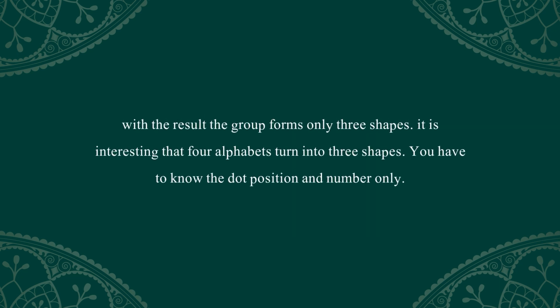With the result, the group forms only 3 shapes. It is interesting that 4 alphabets turn into 3 shapes. The 4 alphabets Jim, Che, Khe, He turn into 3 shapes: 1 full form and 2 short forms. You have to know the dot position and number only. What you have to remember, dear students? You have to remember the dot numbering and their position.